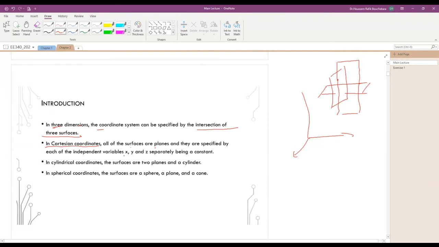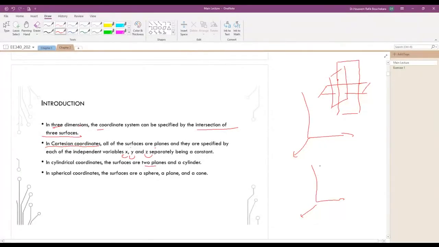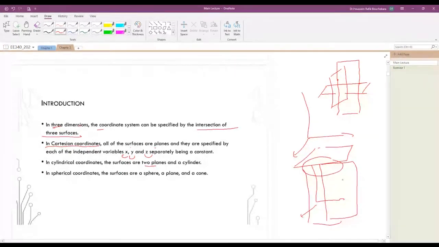For the Cartesian coordinate system, the coordinates are x, y, and z. In cylindrical coordinates, the surfaces are 2 planes, one like this and one like this, and we have a cylindrical surface. These are the 3 surfaces. We said a coordinate system is the intersection of 3 surfaces, and here you have 1, 2, 3 surfaces.